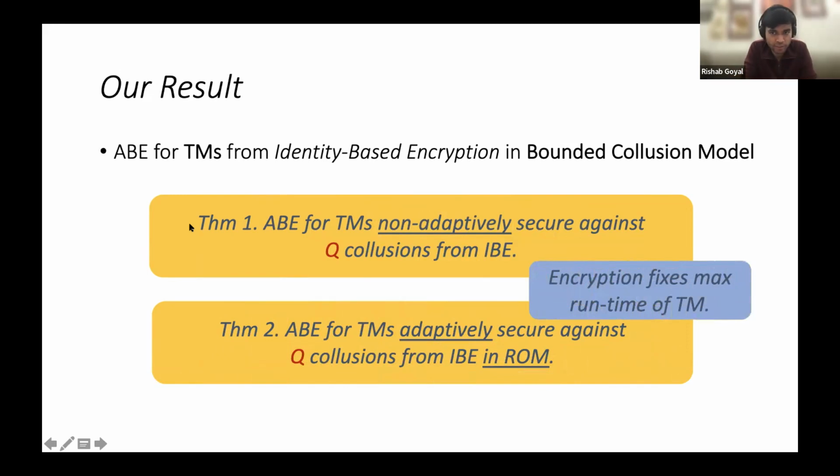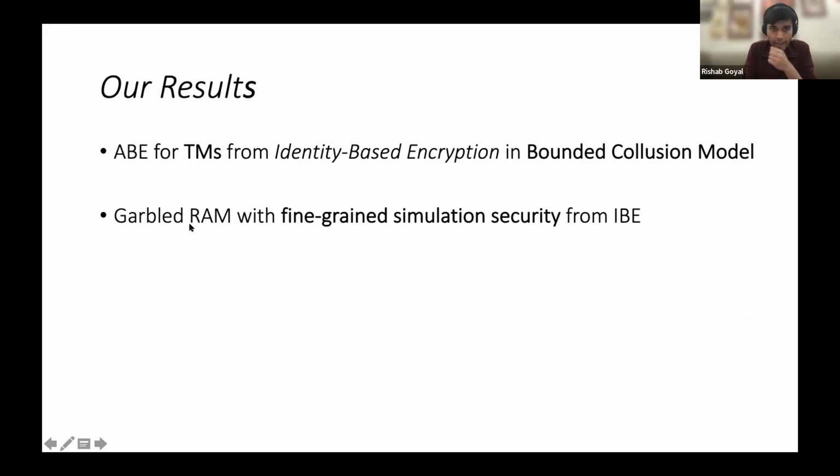One caveat of our results is that although the encryption algorithm can take as input unbounded length attributes, the runtime of the Turing machine that can be run on those attributes has to be declared during encryption time. So the attribute length is unbounded, but the Turing machines which you can run on that particular attribute have to be a priori bounded. As a consequence, we were also able to propose a fine-grained simulation security for something called garbled RAMs, as it was an important ingredient in our construction.